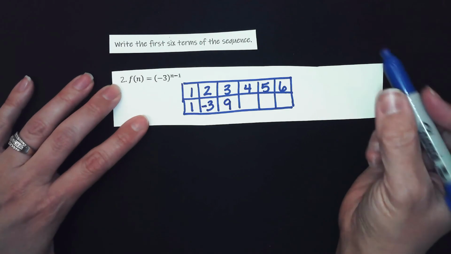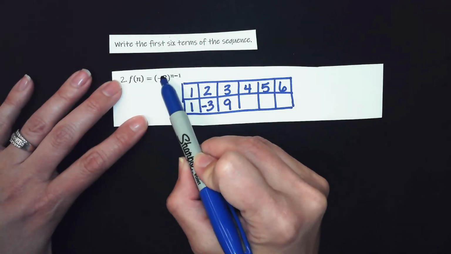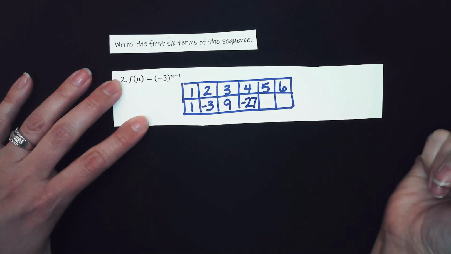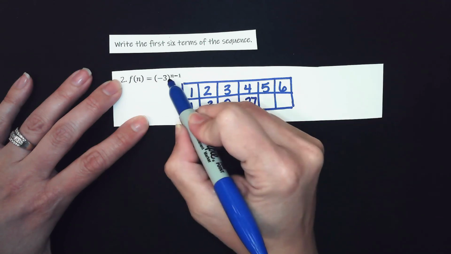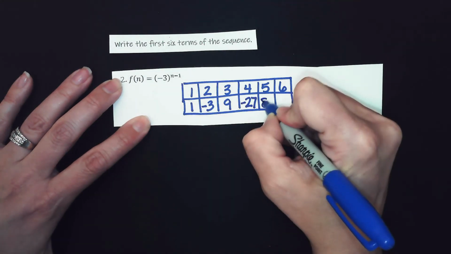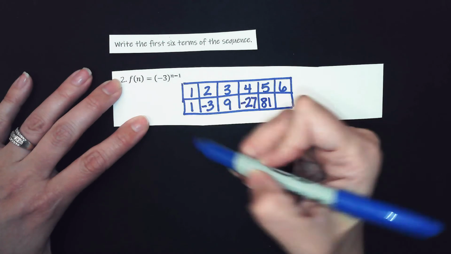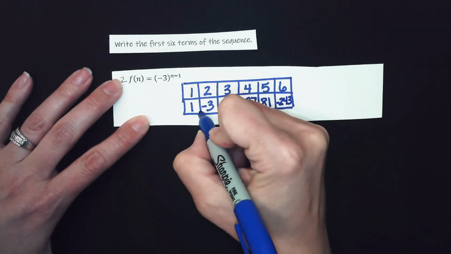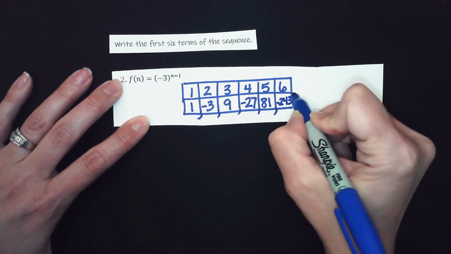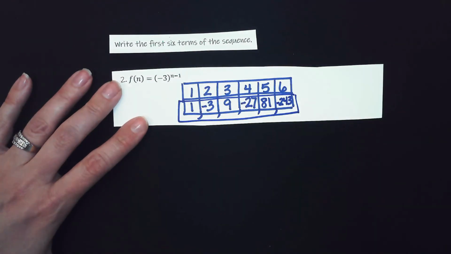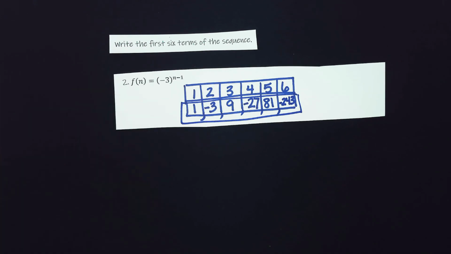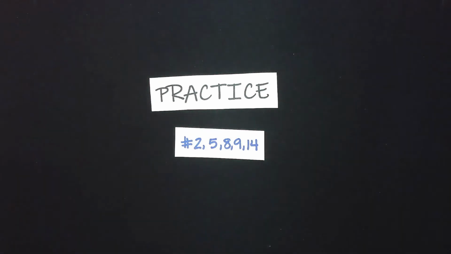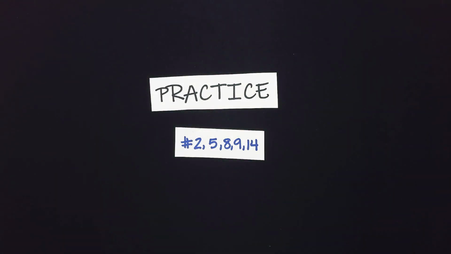4 minus 1 is 3, so negative 3 to the third is a negative 27. And then 5 minus 1 is 4, so negative 3 to the fourth is 81. And then 6 minus 1 is 5, so negative 3 to the fifth power is negative 243. So again, if you separate these all by commas, here would be your first 6 terms. That's just another way to set it up. So now go to your practice and do problems 2, 5, 8, 9, and 14, and then move on to the second video.